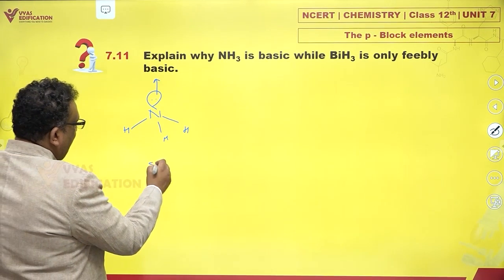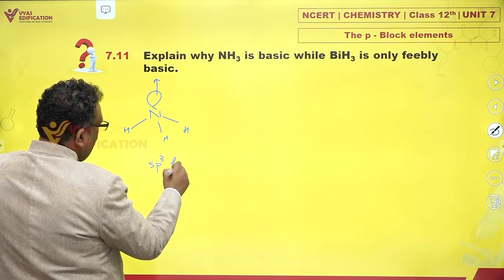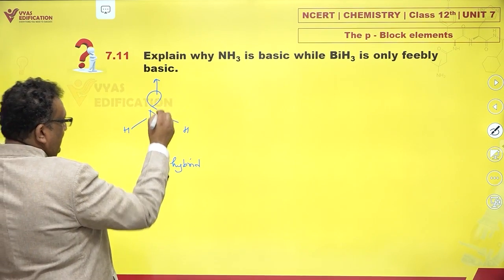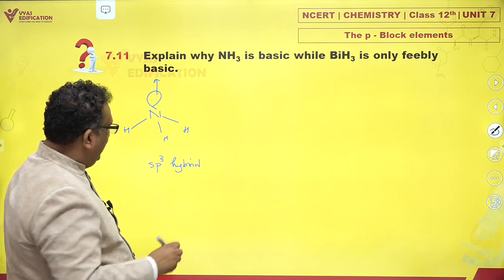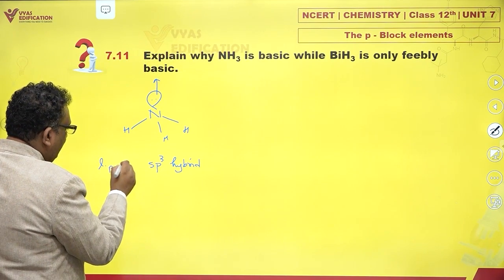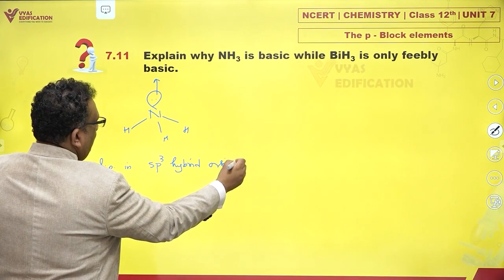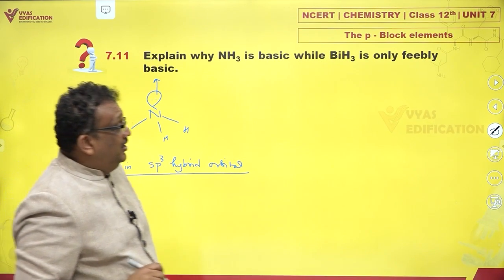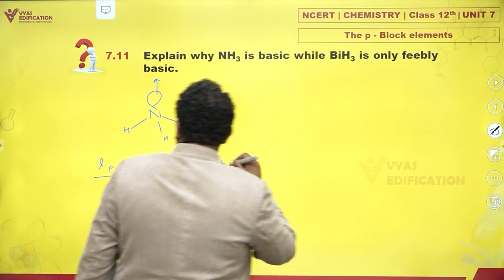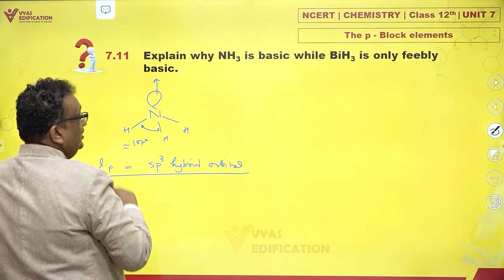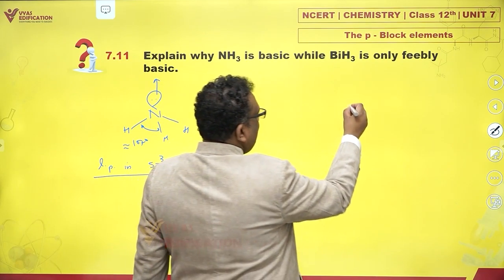Ammonia is sp3 hybridized. So the lone pair also lies in sp3 hybrid orbital. Lone pair in sp3 hybrid orbital. Fine, good enough. If you compare bismuthine, and please note, this bond angle is how much? Around 107 degrees. In bismuthine, there is a difference.